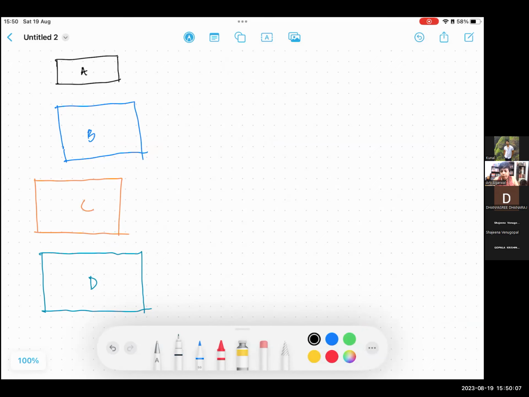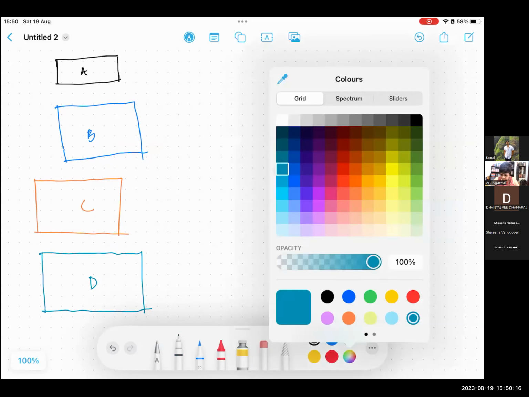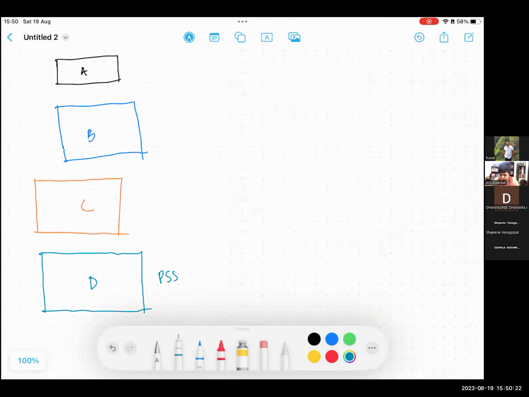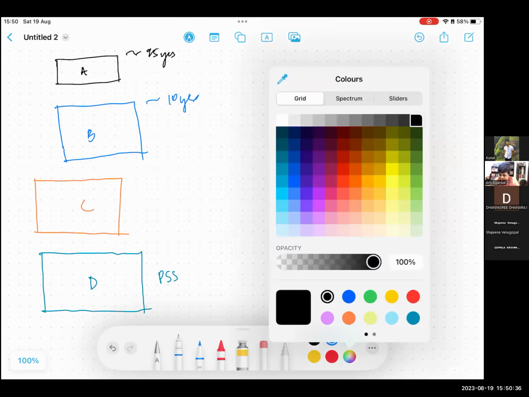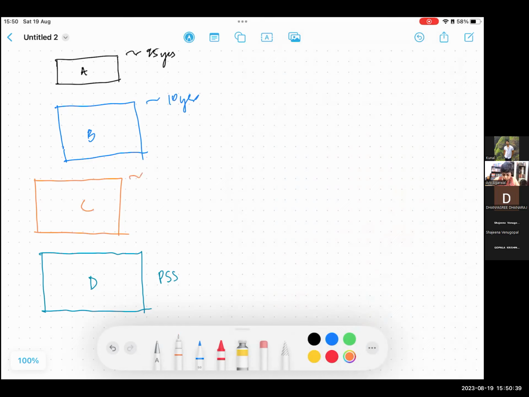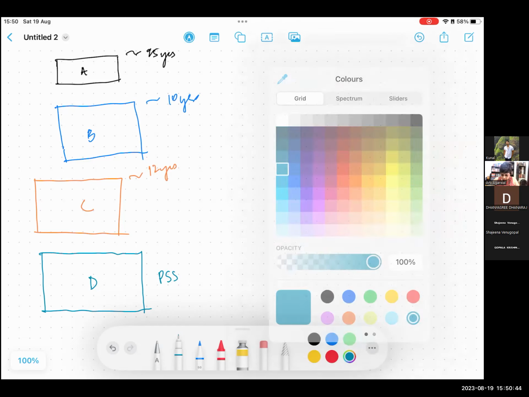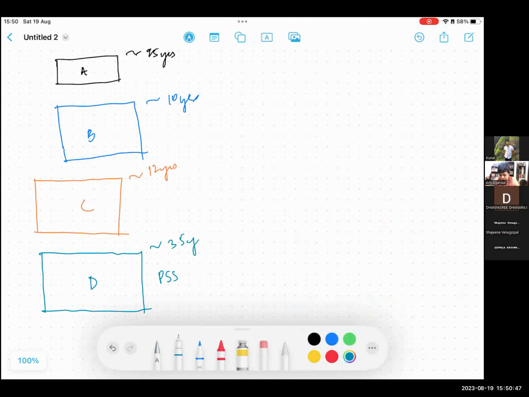Suppose some of these are like that. Some you have to buy the whole carpet, no other option. Suppose D is PSS. The others are normal carpets. This carpet has a life of 25 years. This carpet has a life of 10 years. This carpet has a life of, say, 12 years. This carpet, suppose, has a life of 35 years, right?